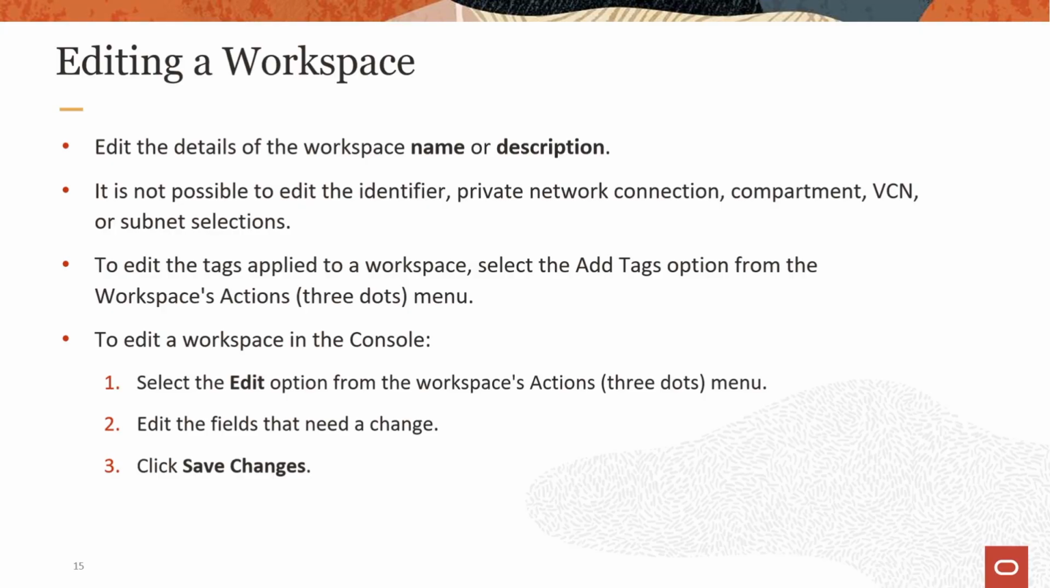Though you have the option to edit the details of the workspace name or description, you can't edit the identifier, private network connection, compartment, VCN, or subnet selections. If you wish to edit the tags applied to a workspace, select the Add Tags option from the Workspace Actions menu. If you want to edit a workspace in the console, select the Edit option from the Workspace Actions menu and edit the fields that need a change. After editing, click Save Changes.